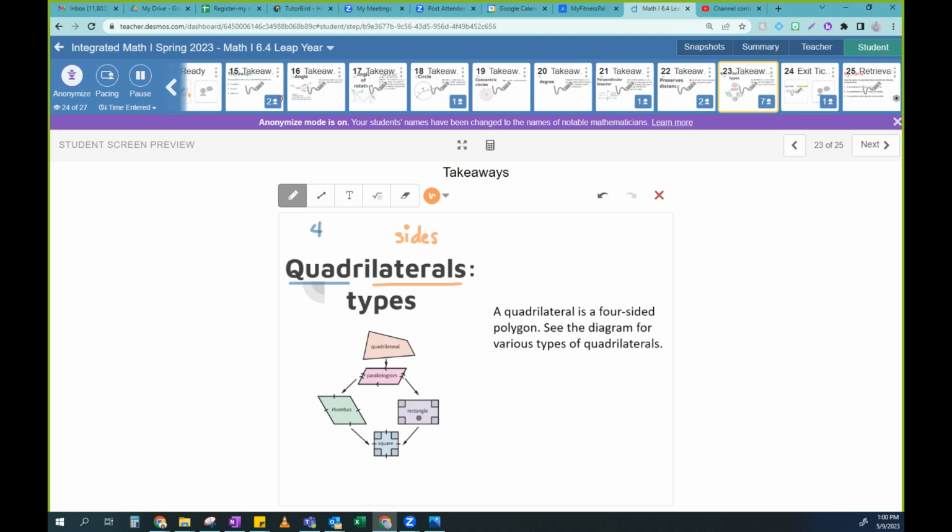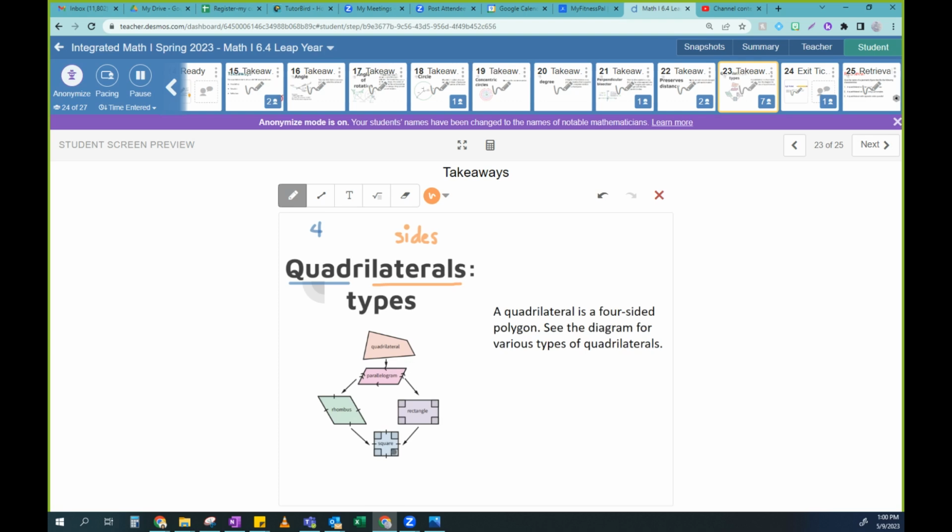Notice here, is a rectangle a parallelogram? Yes. Is a rectangle a quadrilateral? Yes, very good. A rectangle has four sides, so therefore it is a quadrilateral. Is every quadrilateral a rectangle? Very good. No. So this square guy here, tell me about the square.